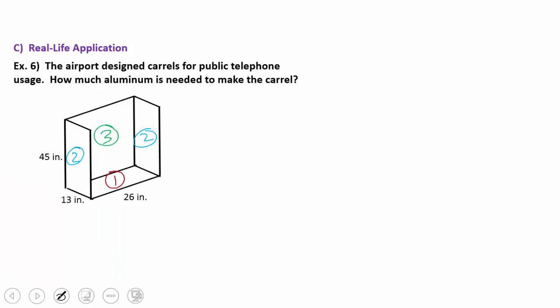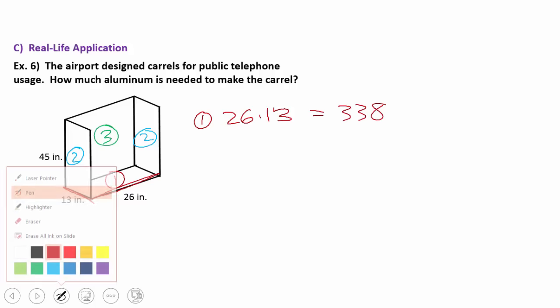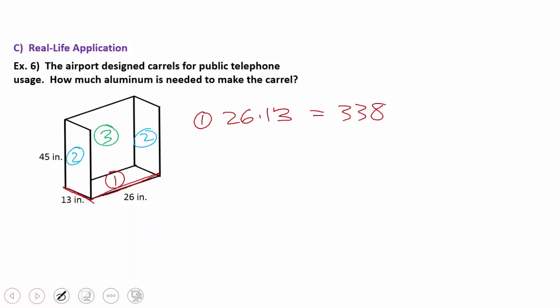And every single one of them is what shape? That's right, a rectangle. So for number 1, what are my units? I got 26 here and 13 there. 26 times 13, that's 338. And then I'm going to go to shape number 2. So I have this rectangle here. That's 45 and 13. So number 2, I have 2 of them. And I've got 45 times 13. So 45 times 13 times 2 is 1,170.